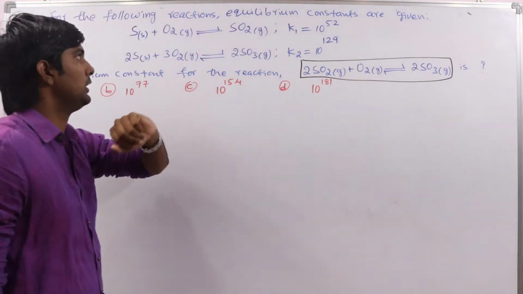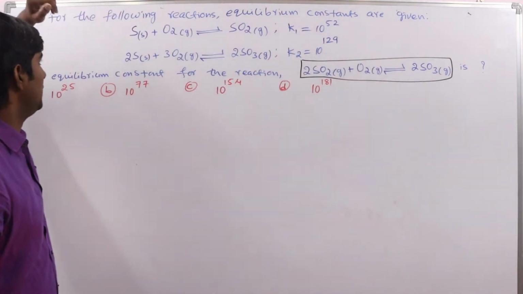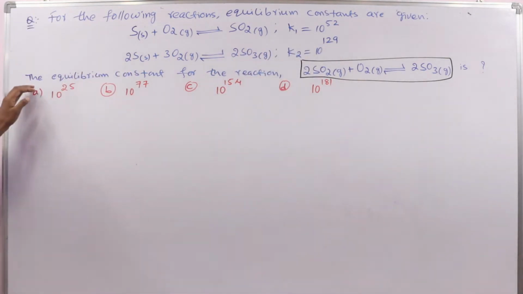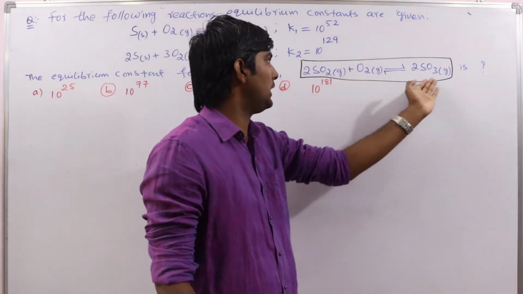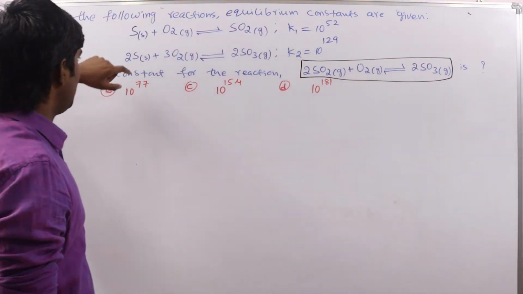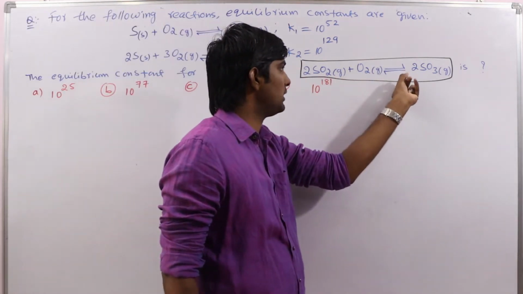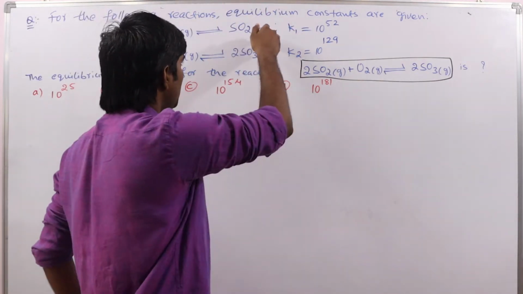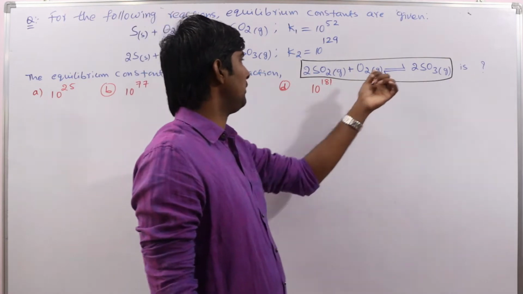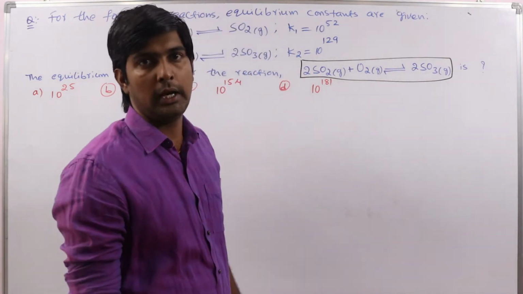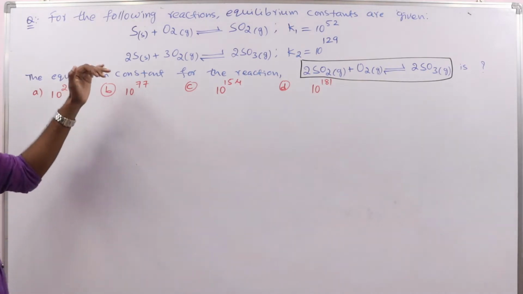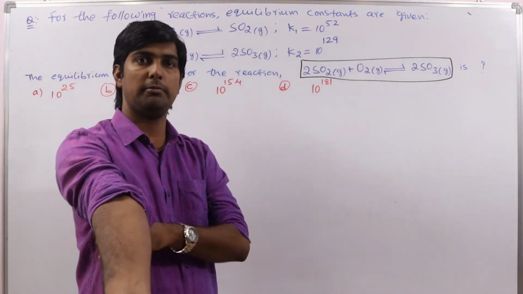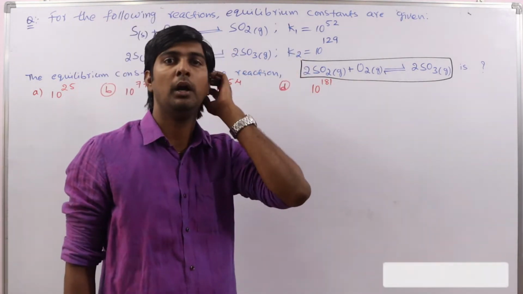For the following reactions, equilibrium constants are given. Two reactions are given and their equilibrium constants are provided. We have to calculate the equilibrium constant for this reaction, and by utilizing these two reactions, we can calculate it. This is also one of the most repeated problems in the various entrance examinations. Many times the same model questions were asked.